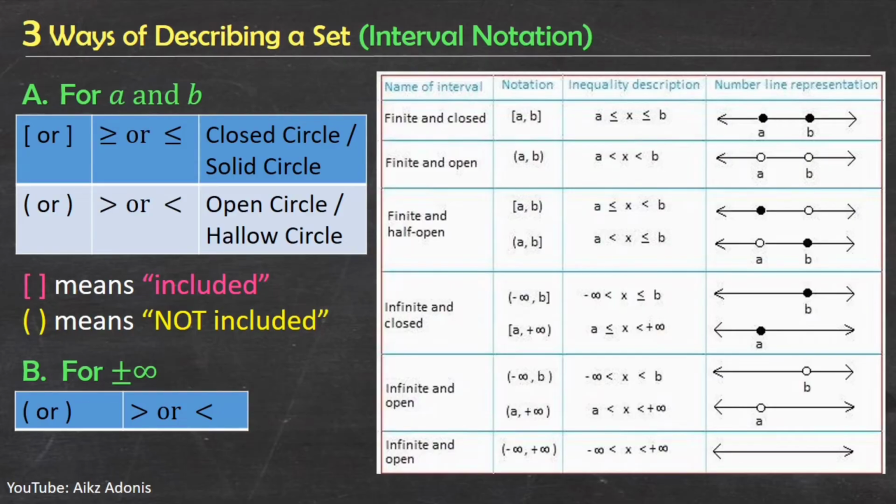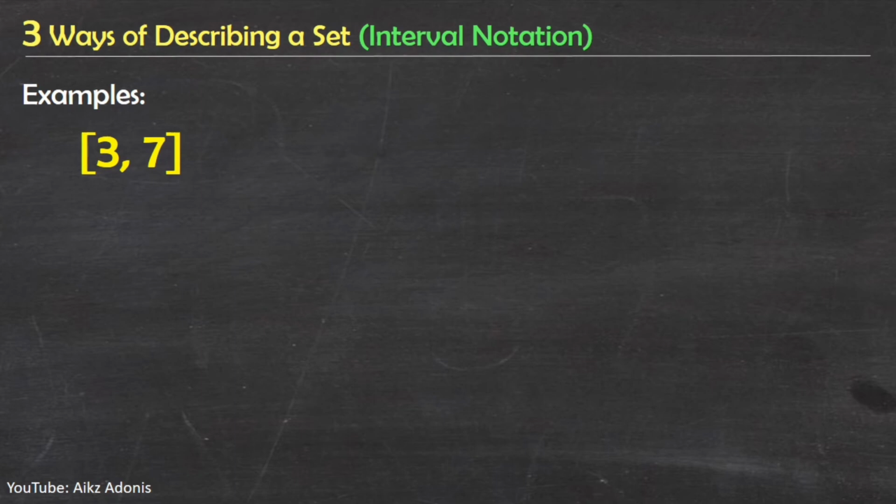But if you will observe the notation with negative infinity and positive infinity, you will see that it always uses parentheses. The inequality symbols also are greater than or less than. And to really understand the interval notation of a set, let's have these examples. In this interval notation, open bracket 3, 7, and then close bracket, we know that 3 and 7 are included in a set because again, bracket means included.